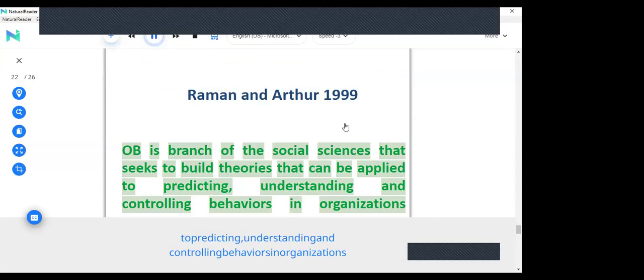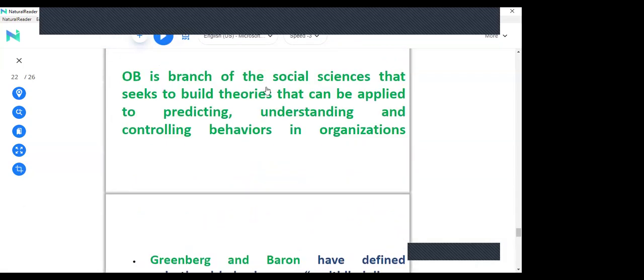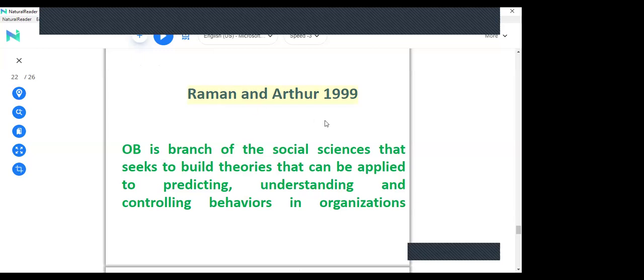Greenberg and Baron have defined. Here is the point, Rahman and Arthur 1999. OB is a branch of social science.